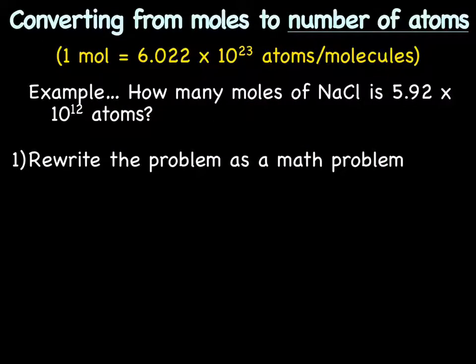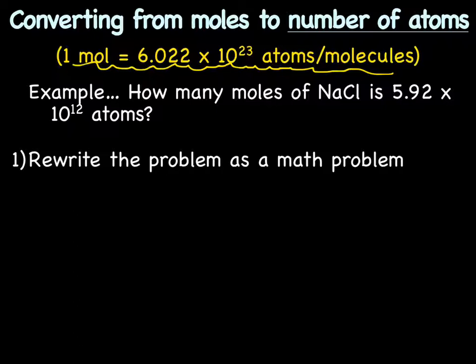All right, and finally, how do we convert from moles to number of atoms or molecules? Again, we'll be using the equality we just discussed, which is 1 mole equals 6.022 times 10 to the 23rd atoms or molecules. You will likely memorize this equality, but if you look on your unit conversion table on the bottom, you will see that it's written on your table.